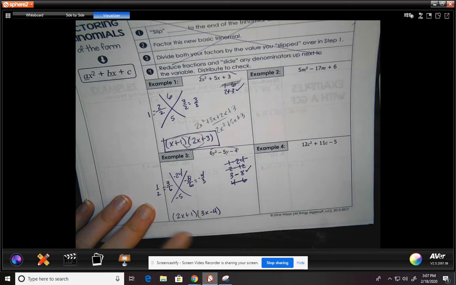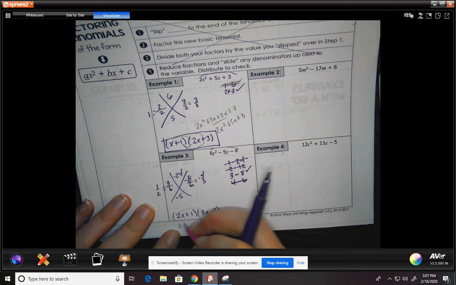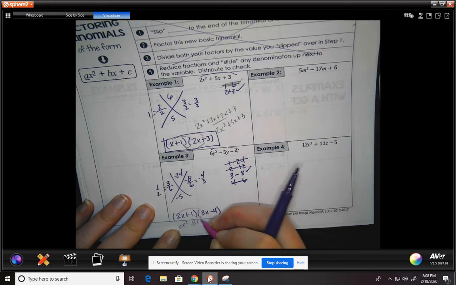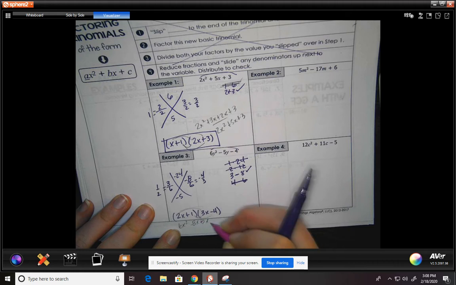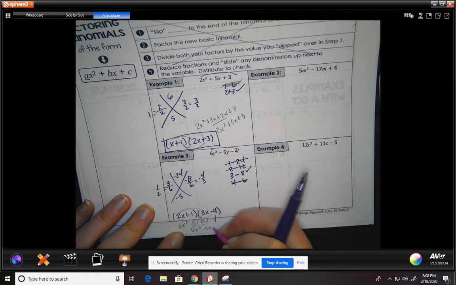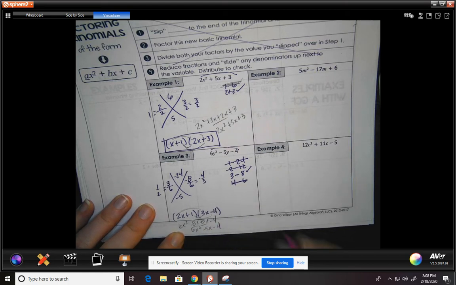If you double distribute, this gives me 6x squared, this gives me negative 8x, this gives me 3x, and this gives me negative 4. These two combine, I get 6x squared minus 5x minus 4, which is back to the original problem.